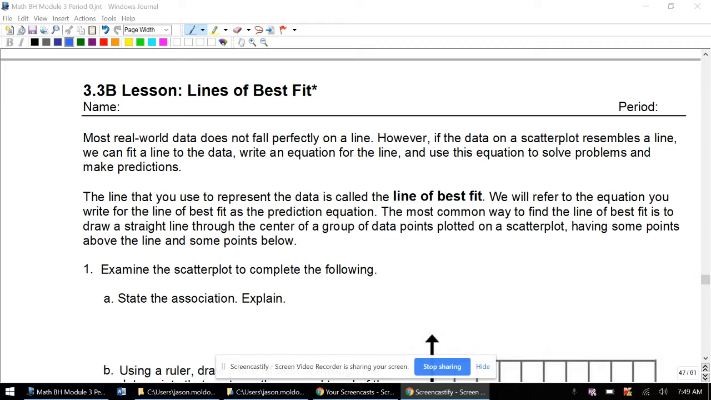The most common way to find the line of best fit is to draw a straight line through the center of a group of data points plotted on a scatter plot, having some points above the line and some below.